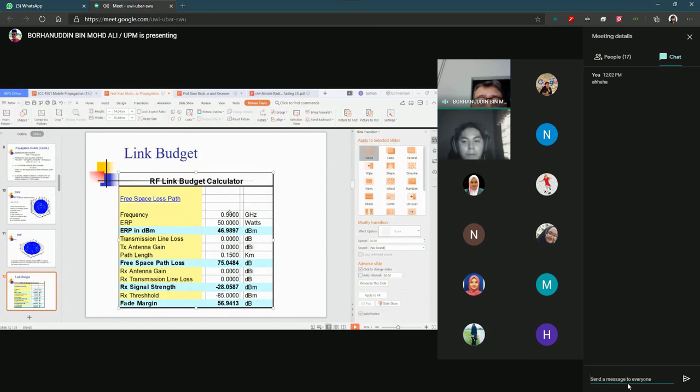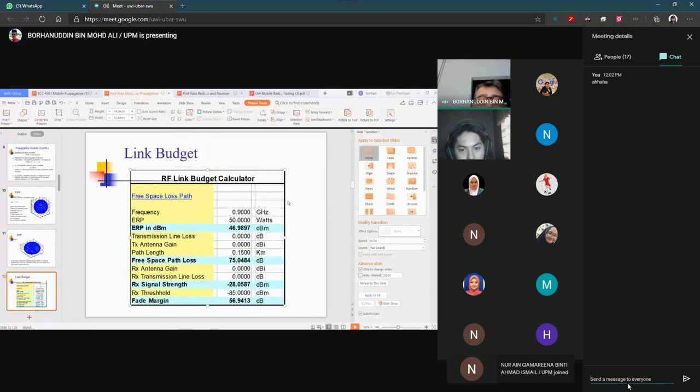So this is the way some of these problems can be solved. You have a template like this, and then all these numbers can be plugged in, and you can get the numbers here. This is called a link budget, and this is a link budget calculator. So a link budget is just like your financial budget, your pocket money. At the start of the semester, you know what you have to spend.